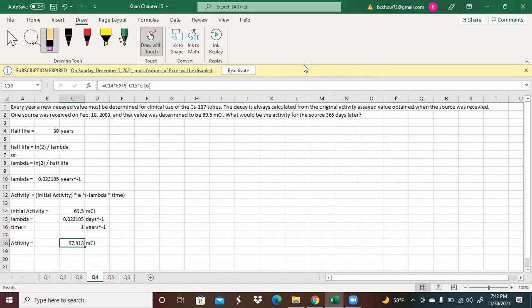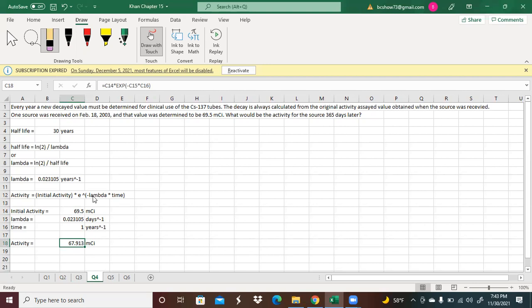So now let's move on. Question number 4. Every year, a new decayed value must be determined for clinical use of the cesium-137 tubes. The decay is always calculated from the original activity assayed value obtained when the source was received. In other words, we verify what the activity was when we got it. One source was received on February 18th, 2003, which is way out of date if we look at it now. That value was determined to be 69.5 millicuries. What would be the activity for the source 365 days later?